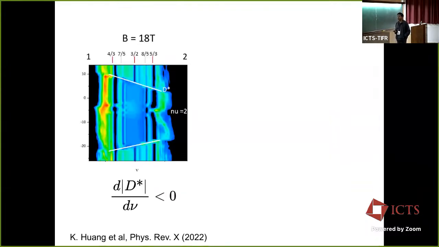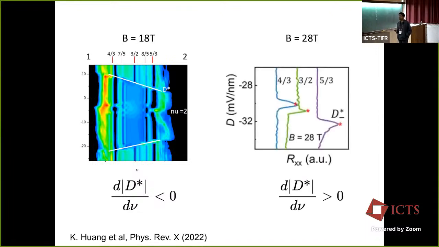So now we are going to focus between filling factors 1 and 2. And what we notice here is that at 18 Tesla, the slope of D star as a function of the filling factor is negative. If you go to a higher field, such as 28 Tesla, then this changes sign. Here they're plotting only the D star on the negative side, which had a positive slope here and clearly has a negative slope here.